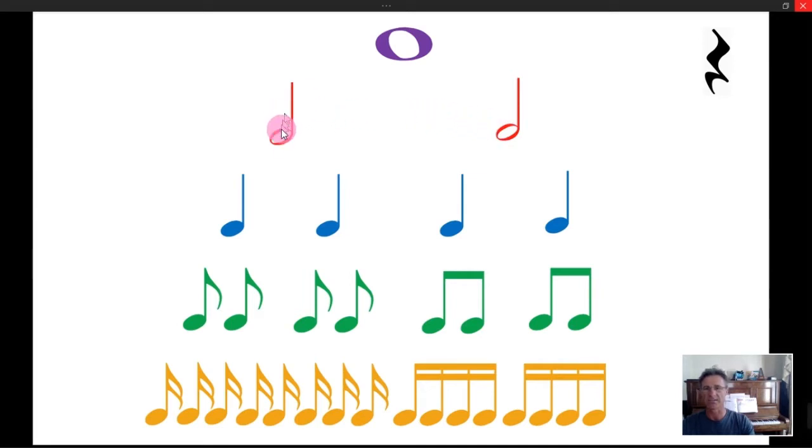So 2 beats each, 1, 2, 1, 2. Then they get broken in half again into quarter notes because they're 1/4 of the whole note, or they can be called crotchets. They're 1 beat each, so 1, 1, 1, 1. Break them down into the TTs. You've got two on each beat, so now you've got T T T T T T T T.